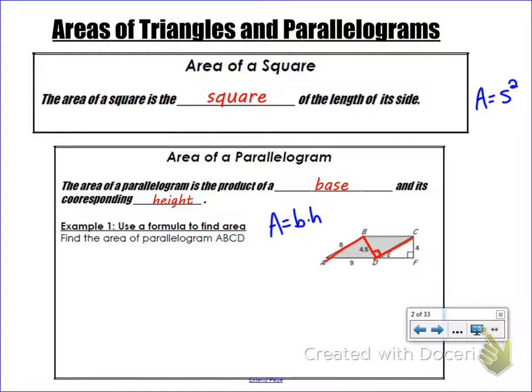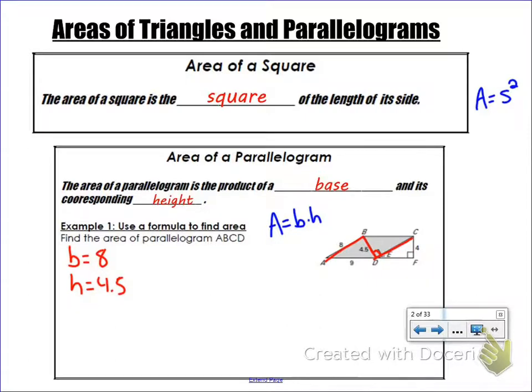Now, it doesn't matter which one we choose. I'll go ahead and use AB and CD as my bases, and BD is my height. So if I want to label things, the base, like I said, is going to be 8 because that's the length of AB. And we know in a parallelogram, opposite sides are congruent, so it's also going to be the length of CD. And in this case, the height is going to be 4.5 because that's the perpendicular distance from AB to CD, or the length of BD in this case. So 4.5 is going to be the height.